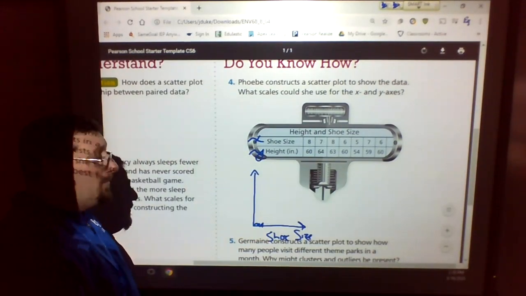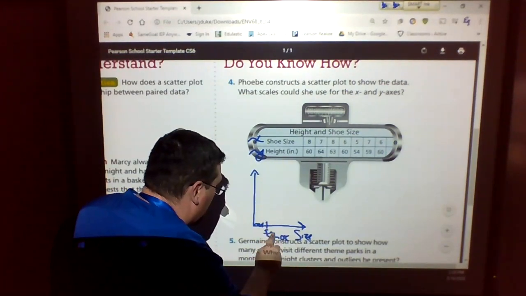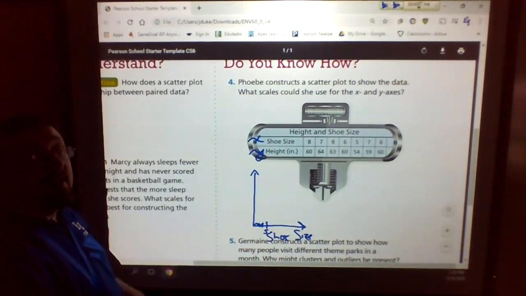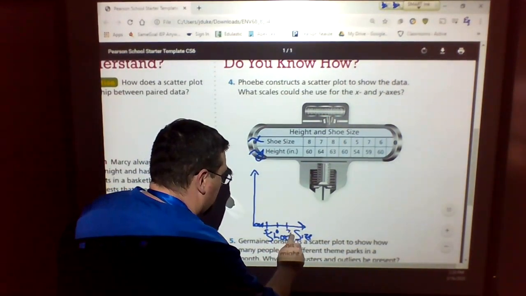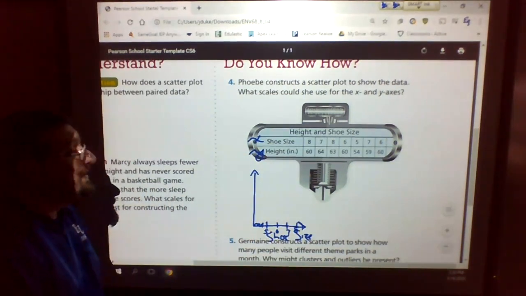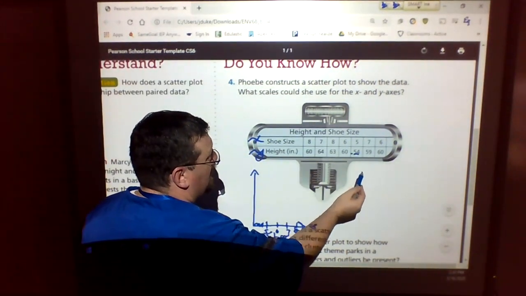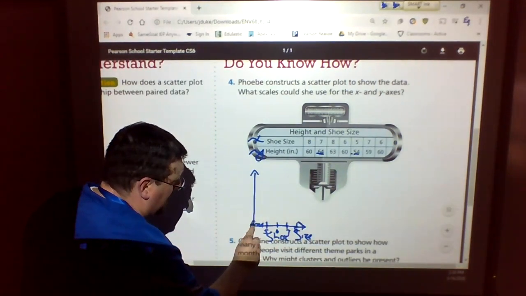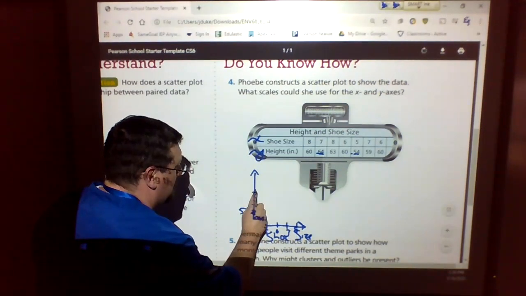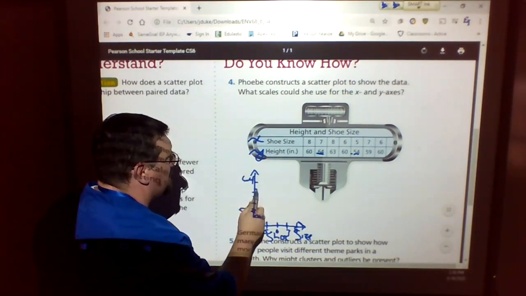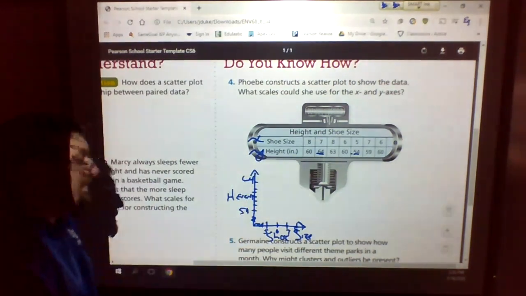Instead of starting at 1 and going up, I'm going to start at 5. But I have to draw a little squiggle there to show that it's broken. I'll go 5, 6, 7, 8. Those are the only values I have. For height, my lowest is 54, my highest is 64. So I'll break the axis there, start at 54, and then go by ones up to 64. From there, I'll be able to graph accordingly.